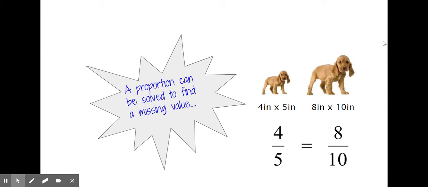So a proportion can be solved to find a missing value. And that's kind of going to be our goal today. If I had a missing value, like I didn't know that that was 8, how could I figure out that it's 8? And the way we're going to do that is by either looking at a horizontal relationship, a vertical relationship, or a diagonal relationship within those two fractions.